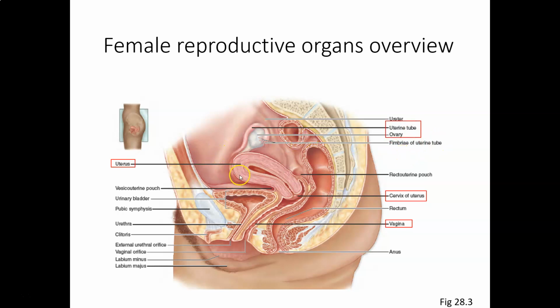And then that's the uterus. That's a pretty muscular sac.